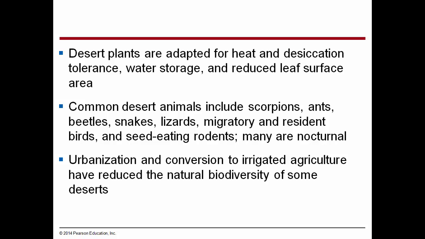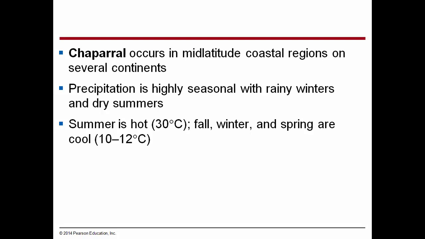Deserts are adapted for heat and desiccation tolerance, water storage, and reduced leaf surface area. Common desert animals include scorpions, ants, beetles, snakes, lizards, migratory and resident birds, and seed-eating rodents, which are mainly nocturnal. Urbanization and conversion to irrigated agriculture have reduced the natural biodiversity of some deserts.